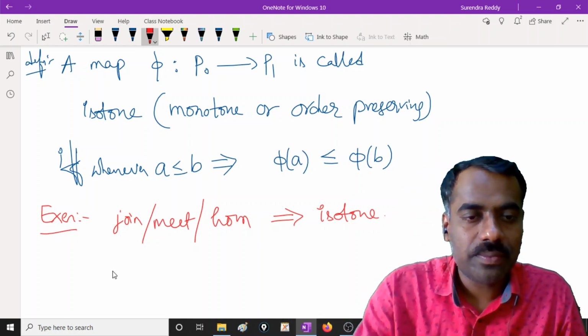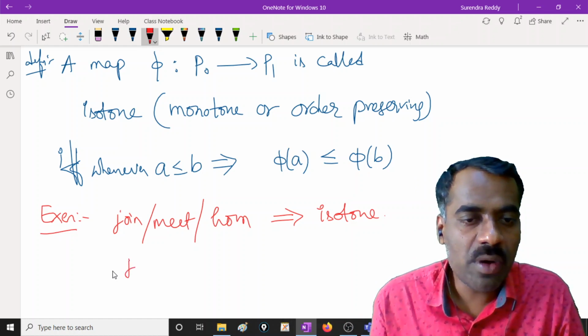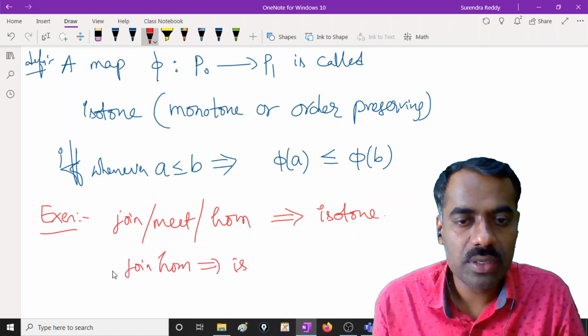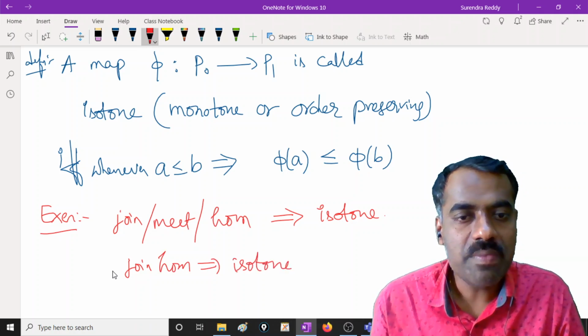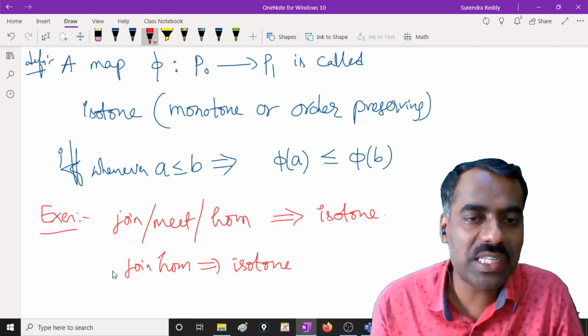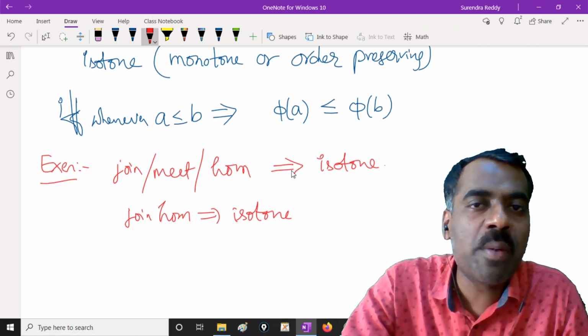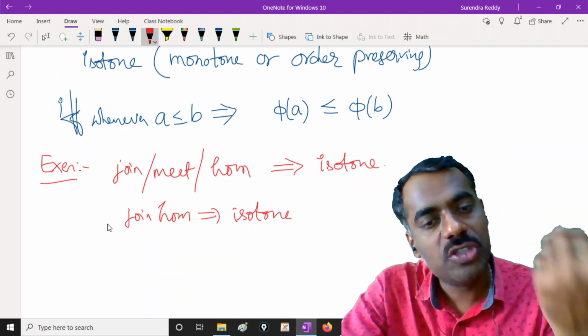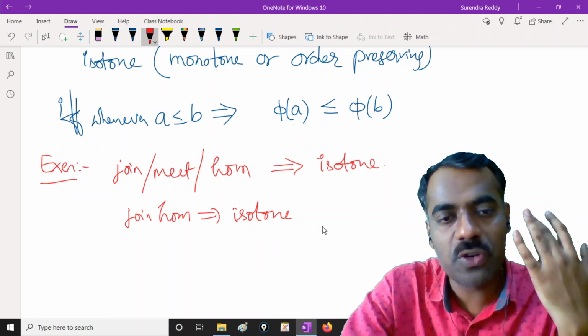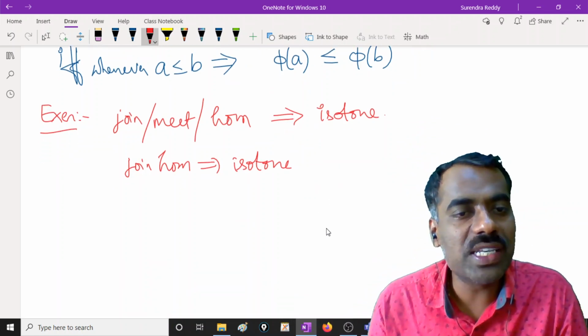If you prove that join homomorphism implies isotone, or meet homomorphism implies isotone, then homomorphism implies isotone is obvious, because if something is a homomorphism, then it is a join homomorphism as well as a meet homomorphism. So how can you prove this?